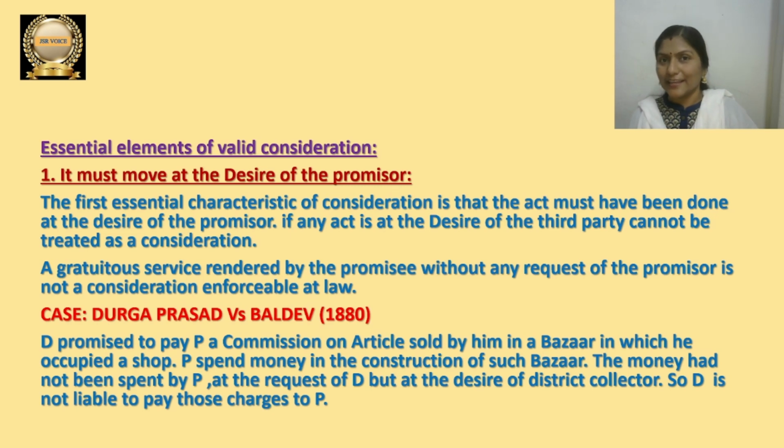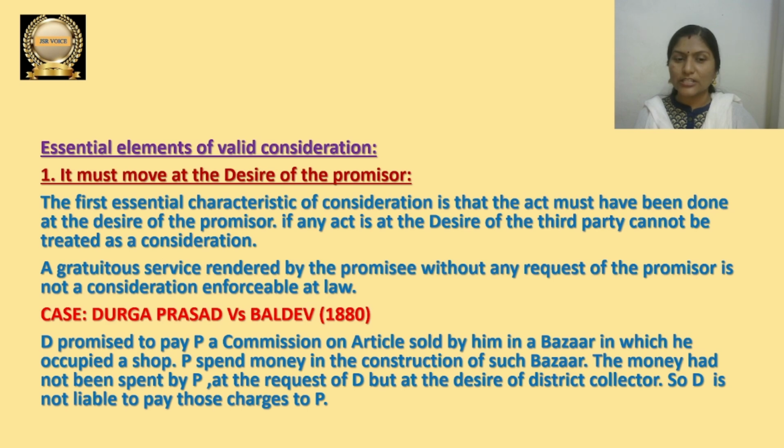There is one famous case here. Let us discuss that. That is Durga Prasad versus Baldev. This case took place in the year 1880, and let us discuss what the case is. D is one person. He promised, so he is a promiser. If anyone promises, we can call him a promiser.